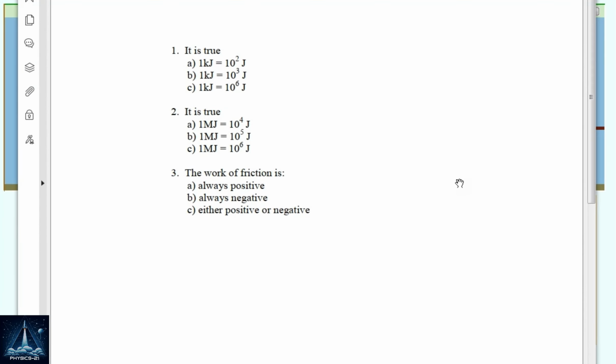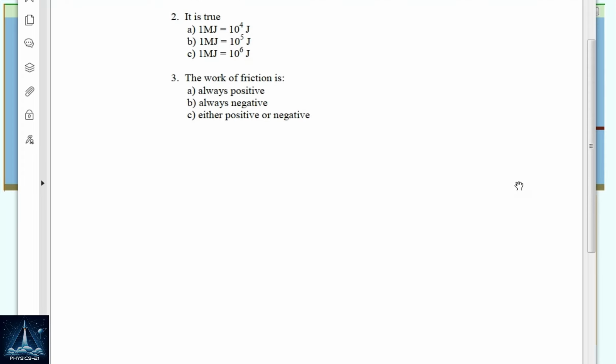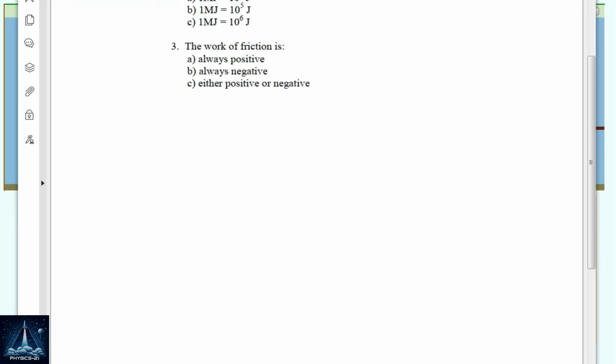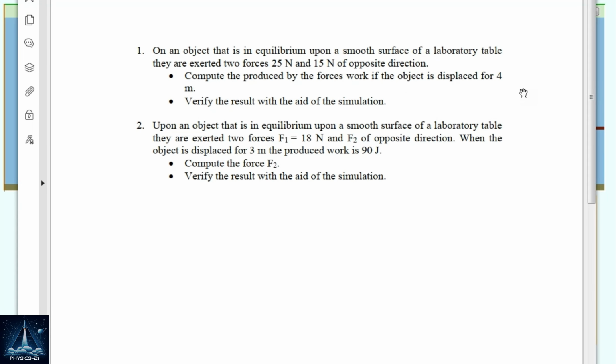Finally, in the questions and exercises section, questions and exercises corresponding to the simulation are proposed. You can solve these equations and verify the correctness of the results using the simulation.